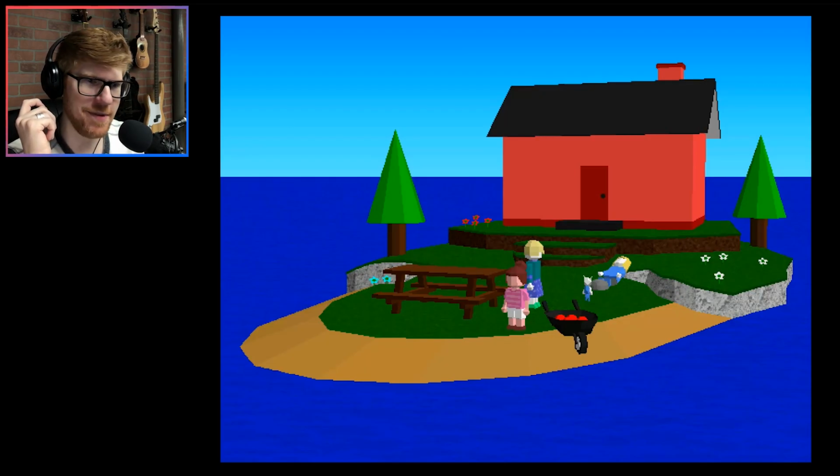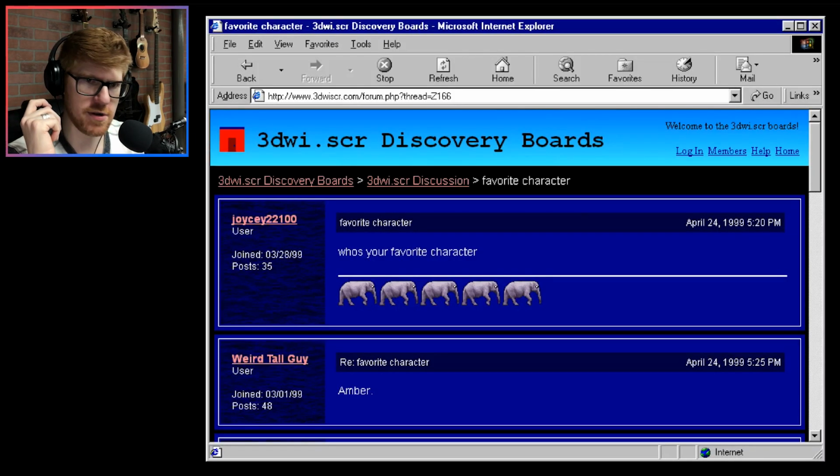This is too much for me. I'm dead. Okay, he's just laying down. Is that a rock? Is there a rock there? What? Has there always been a rock there? Favorite character? Who's your favorite character? Hey, I think we saw these elephants before.